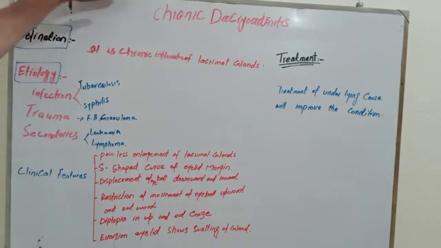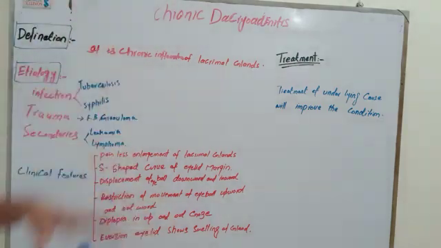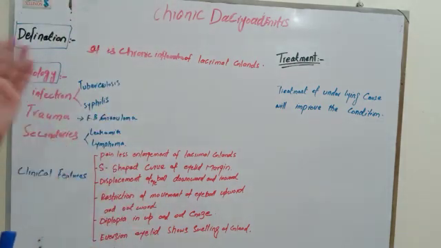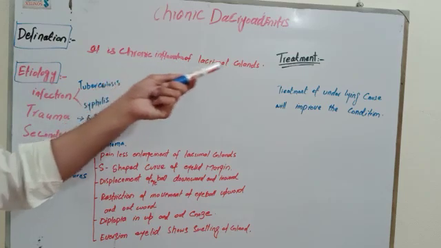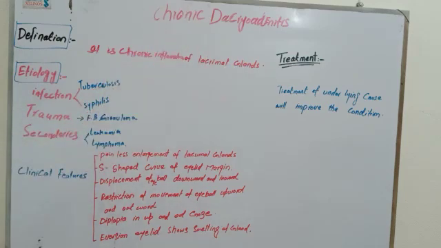Yesterday's topic was acute dacryoadenitis. 90% this topic is similar to the topic that we explained yesterday. There is a little bit of difference between chronic dacryoadenitis and acute dacryoadenitis. Yesterday it was acute inflammation of the lacrimal gland. Today it is chronic inflammation of the lacrimal glands.